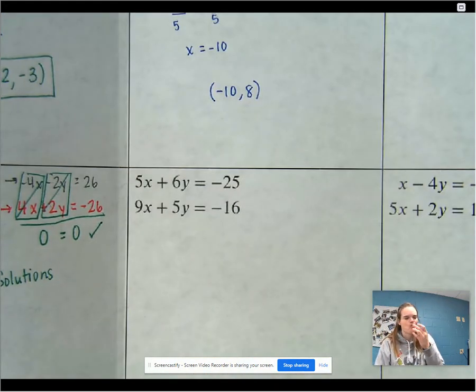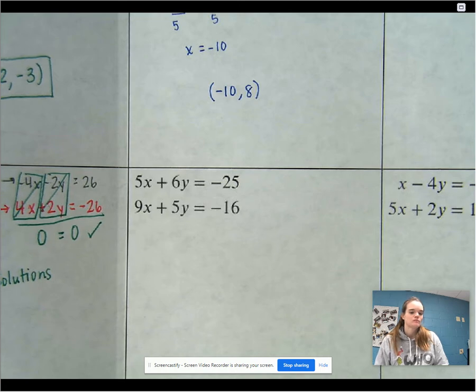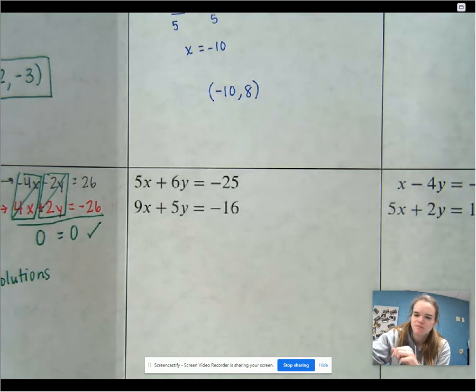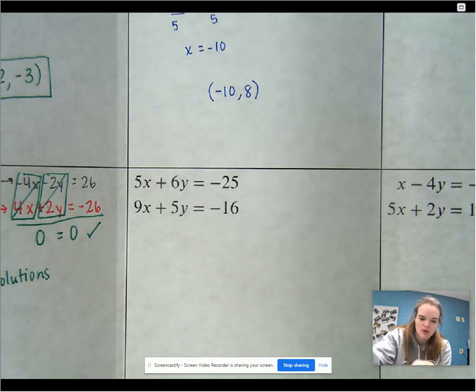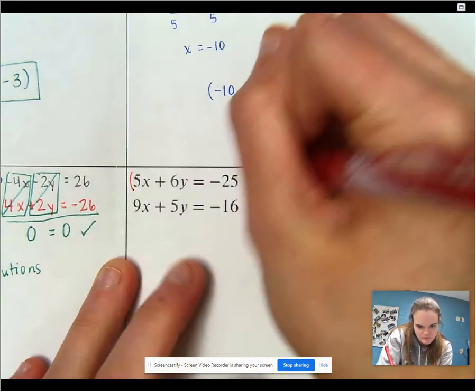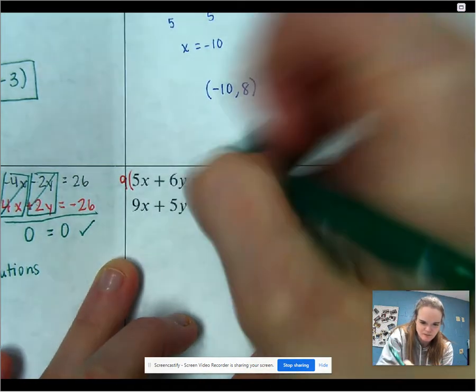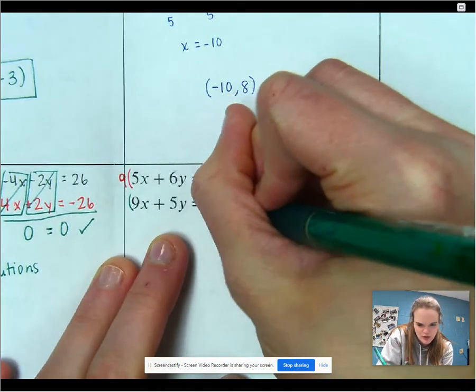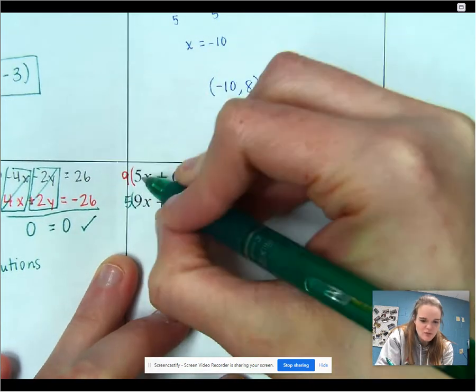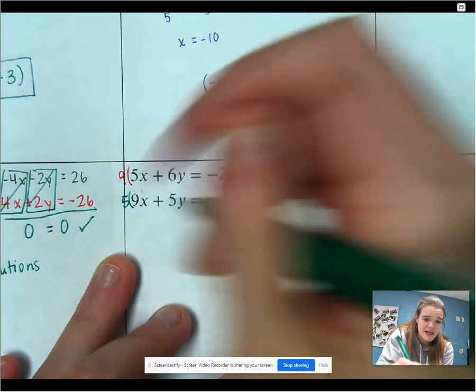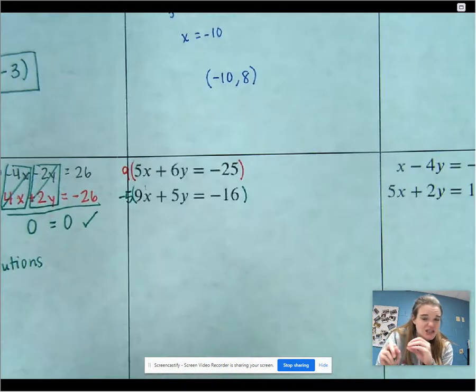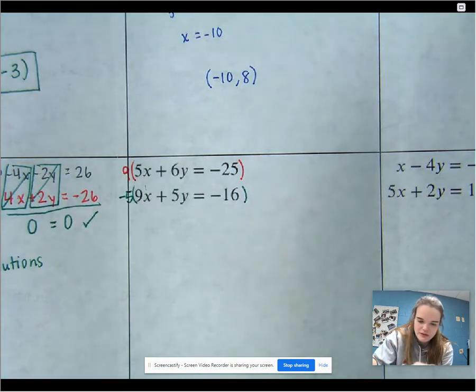Number 2. Not number 2, the next one, sorry. We're going to swap. Put a 9 up here. Put a 5 down here. Now, there's a problem with this one. These are both positive, so we're going to have to make one negative. I'm just going to make the bottom one negative. It doesn't matter which one you make negative, though.